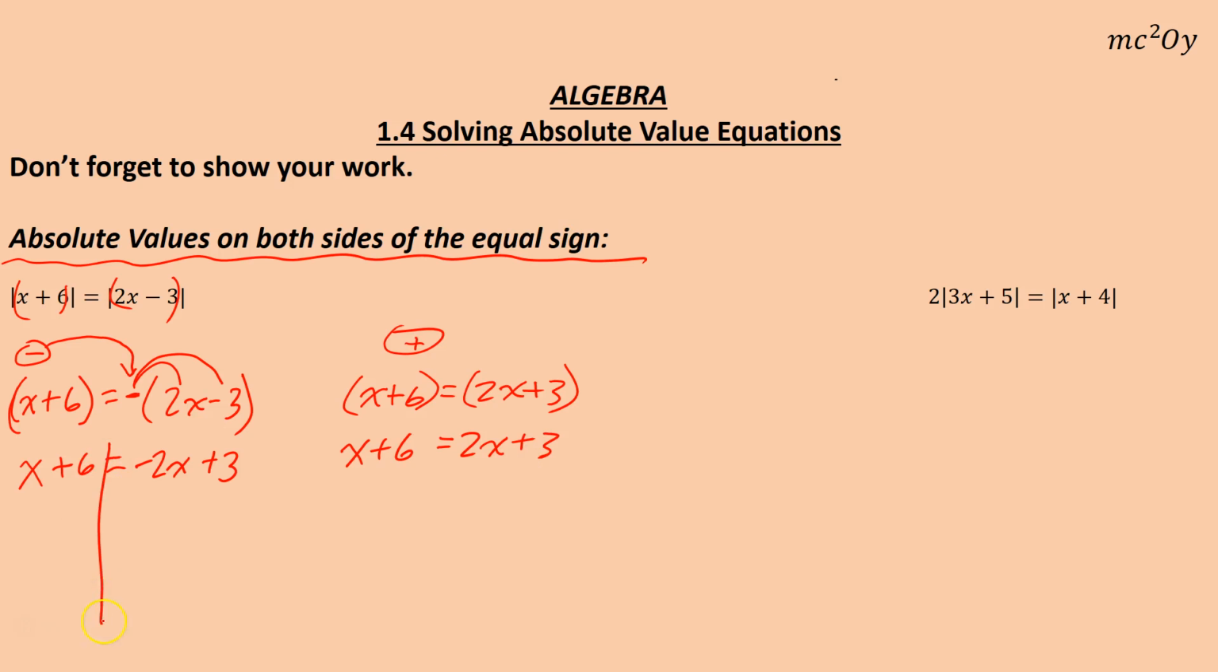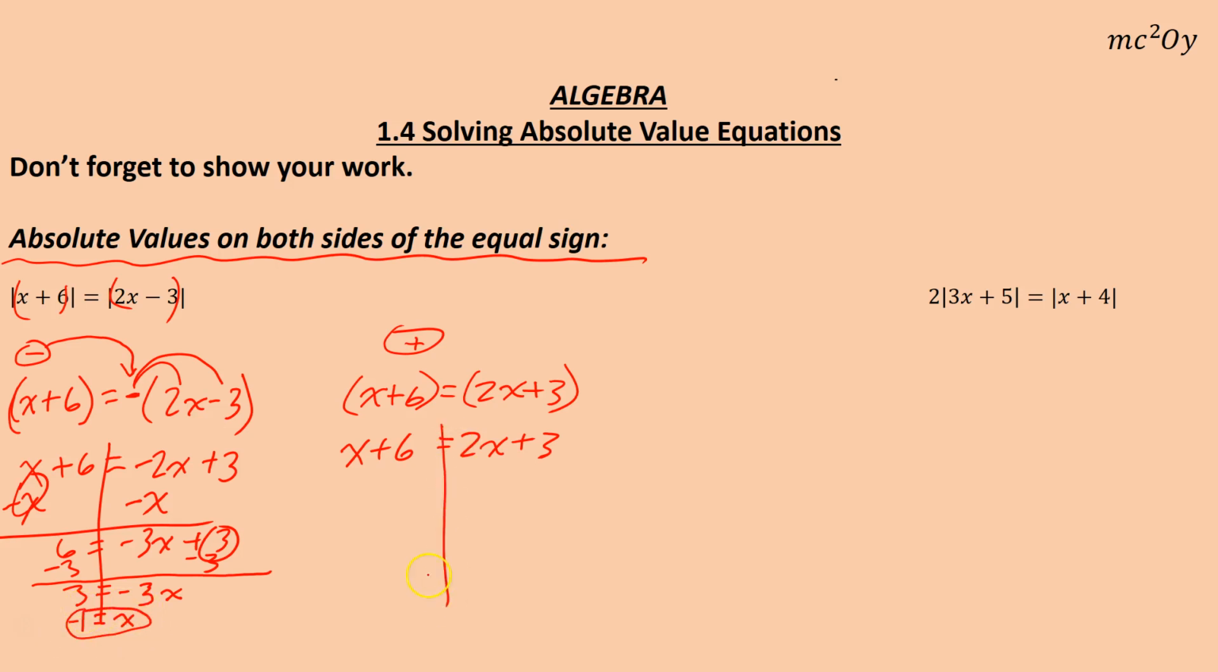Okay, so I'm going to go back and solve this one. I'm going to go ahead and subtract x over. Okay, I end up with negative 3x plus 3 equals 6. All right, subtract my 3 over. I get negative 3x equals 3, and then divide by negative 3, I get x equals negative 1. One of my solutions. And then here, I'm going to go ahead and subtract x over. I get x plus 3 equals 6, and then I'll subtract my 3 over. I get x equals 3.